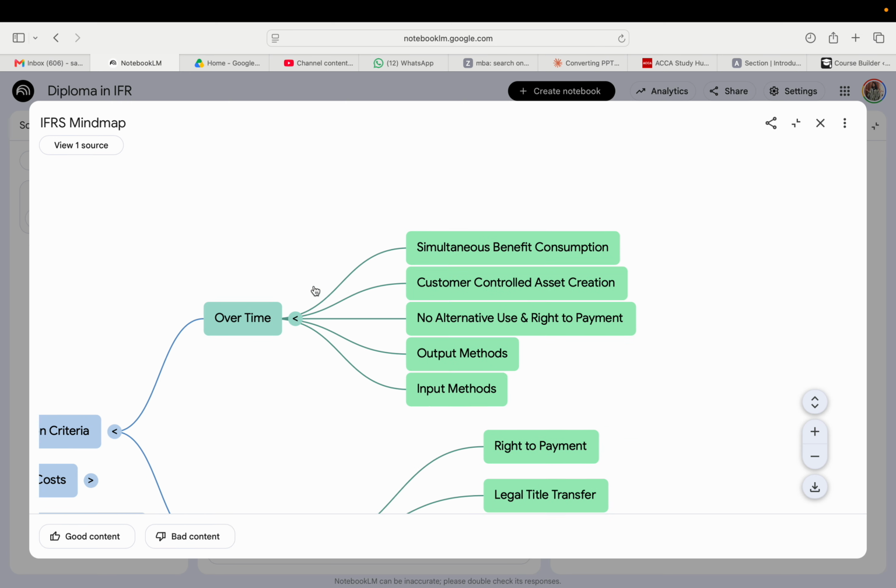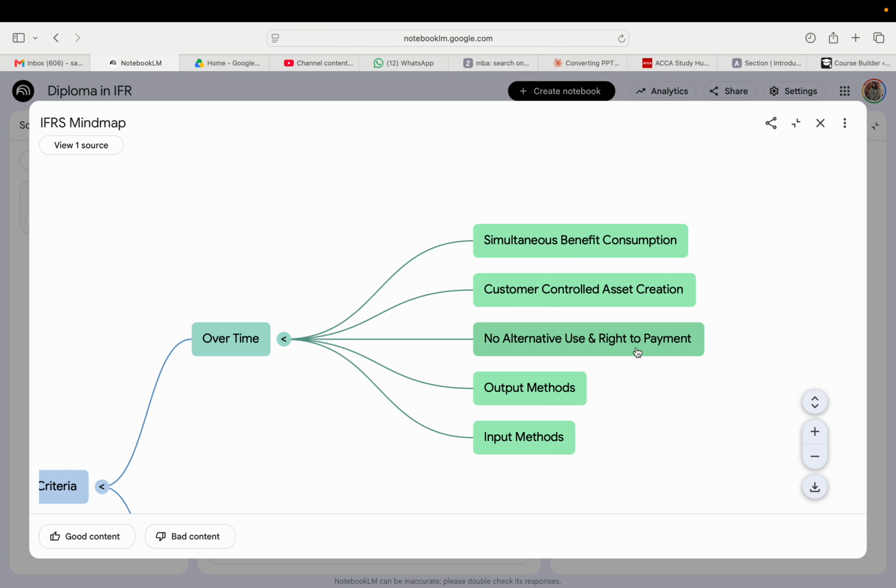Over a time, these 3 have to be there. That means simultaneous benefit consumption. The moment you are giving them a service, they are getting the benefit. For example, like what I'm doing right now, I'm teaching you. The minute I'm teaching, you are getting the benefit. So it's a simultaneous benefit. So it's a service which I will recognize revenue over a period of time. I can't recognize it at a point in time. Okay. Customer control, asset creation.